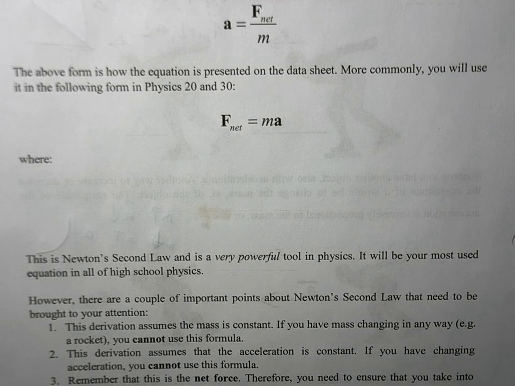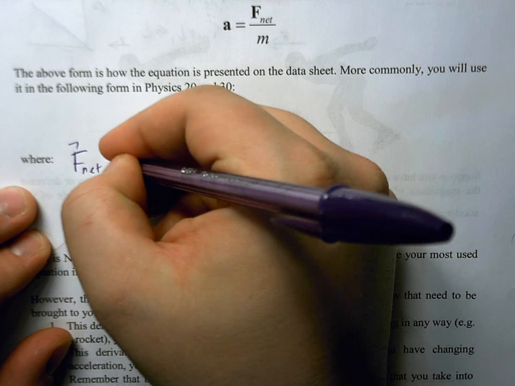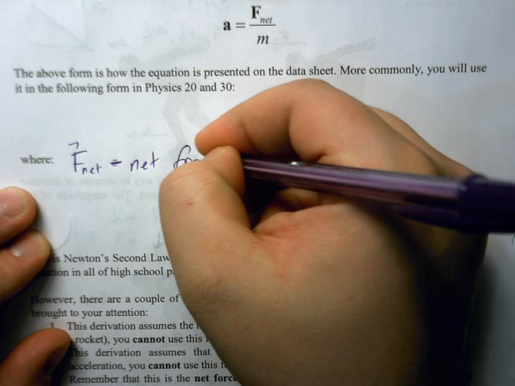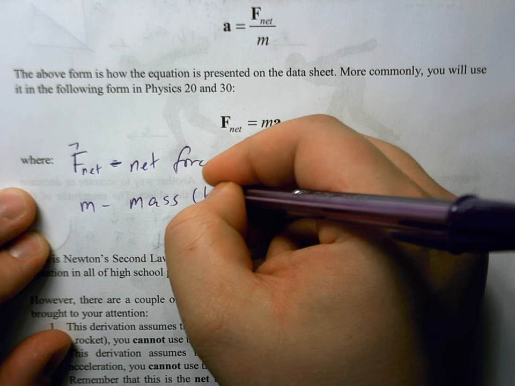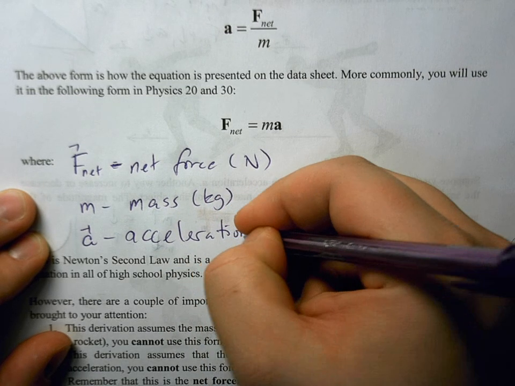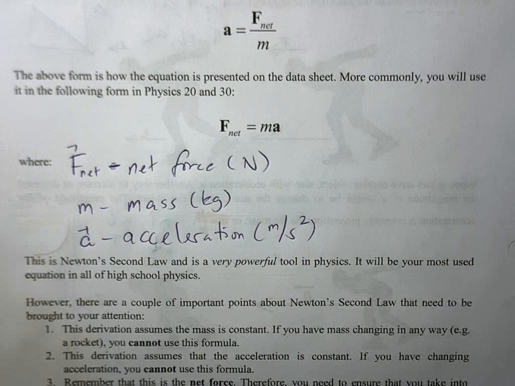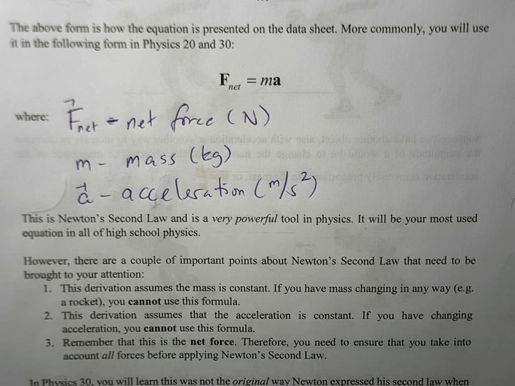You'll see it in Physics 20 and 30. This is what I would say is the more useful form. So we have F net, our net force, in newtons. m is the mass in kilograms. And a is our acceleration in meters per second squared. Out of everything you'll learn in high school physics, this is probably one of the most important things that you will learn. It's a very small formula, but it's incredibly powerful, and what we want to look at over the next little while is how to use its power.